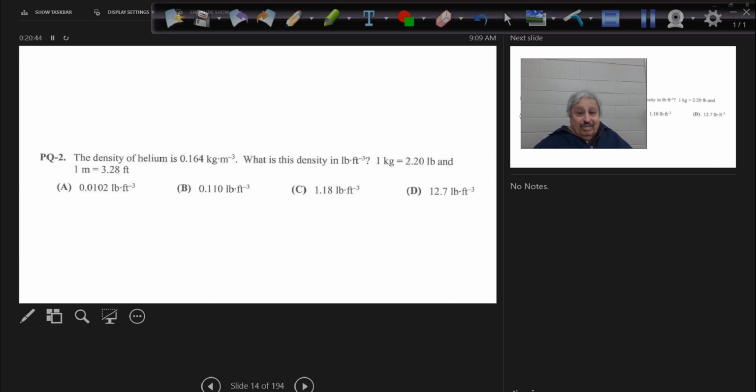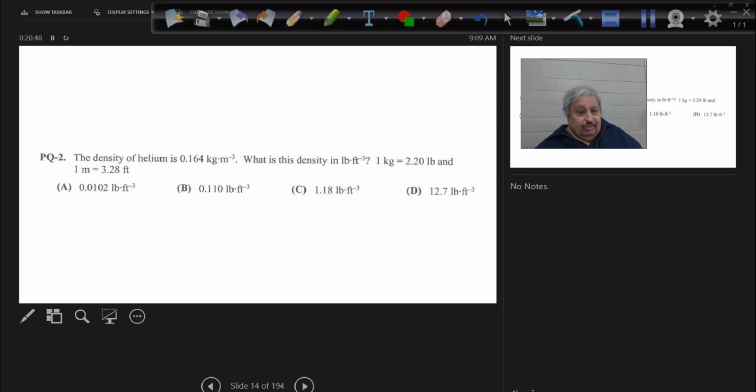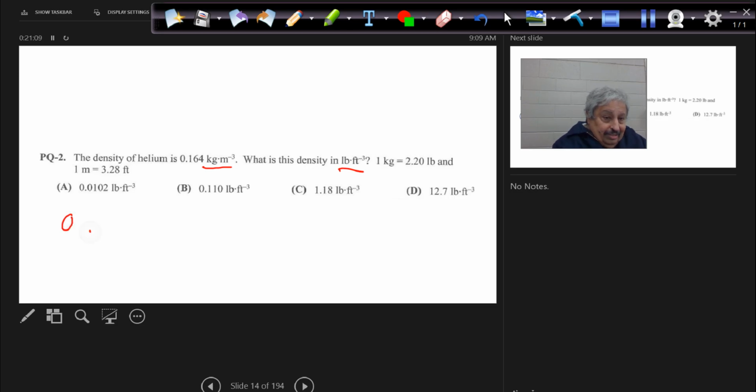So let's do it together. This one is just time consuming. We'll do it together. Here it is. Density is this, and we need to convert this one here to pound per cubic foot. Now, from metric to what? To English. So let's start with the metric one.